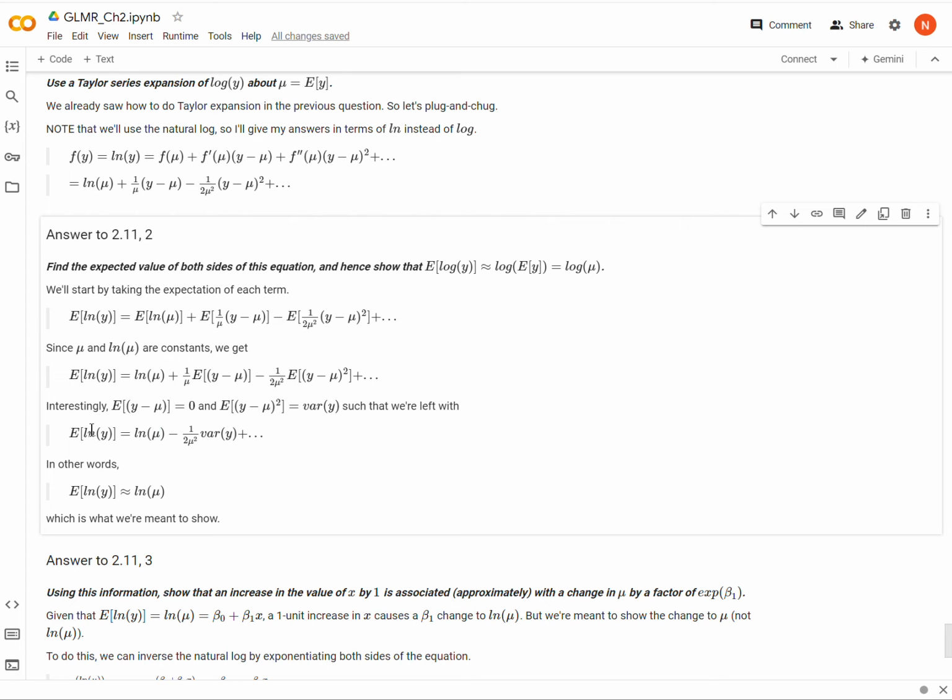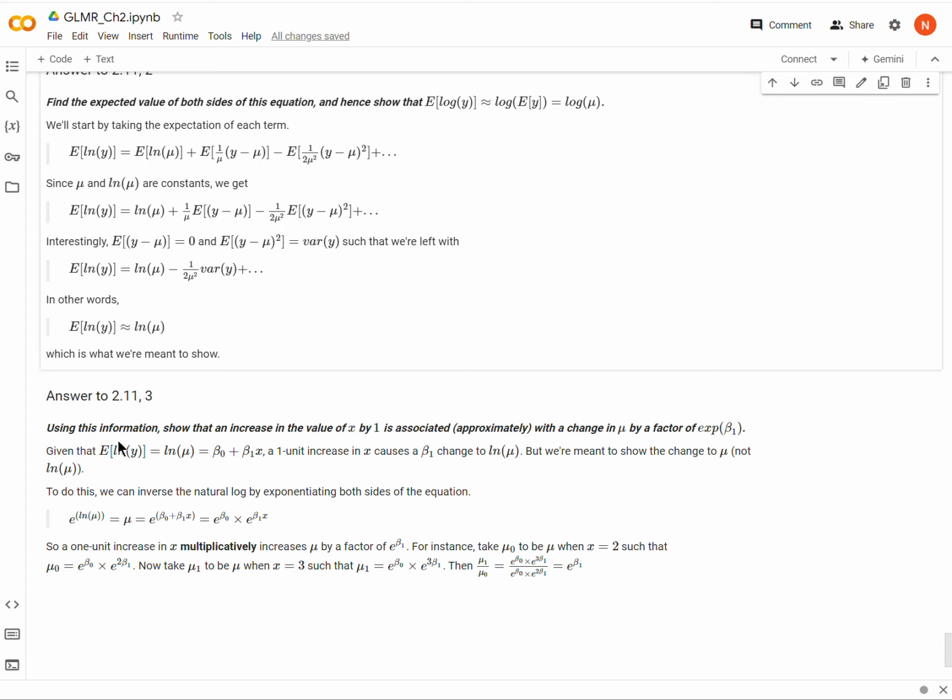The expected value of the natural log of y is equal to the natural log of mu minus 1 over, well, you can read it for yourself, plus infinite more terms. Now we are supposed to show that this guy approximately equals this guy. Well, that's what we've done here, right? So we have that the expectation of the natural log of y is this, with many other terms here. But in other words, the natural log of mu is an approximation for the expectation of the log of y. Okay, and so that's what we get. And this is what we were meant to show in the first place.